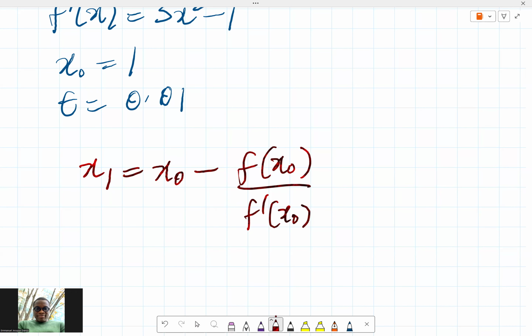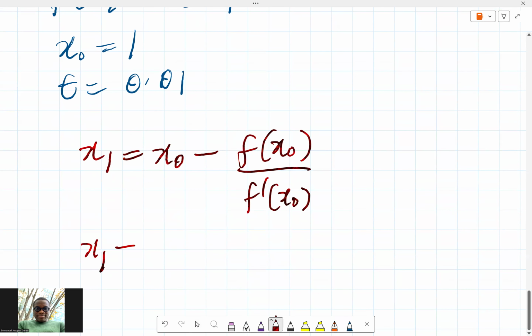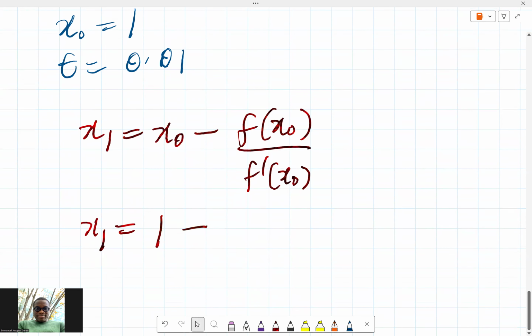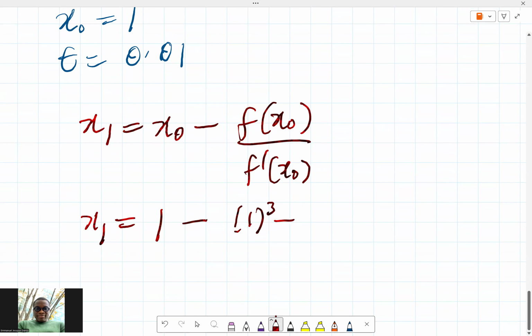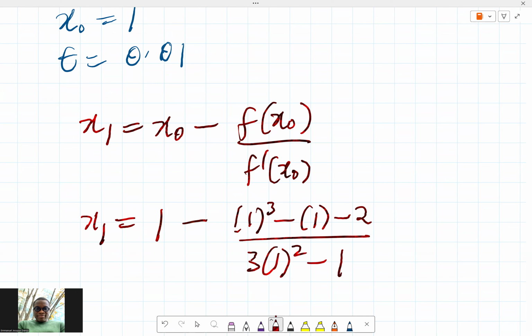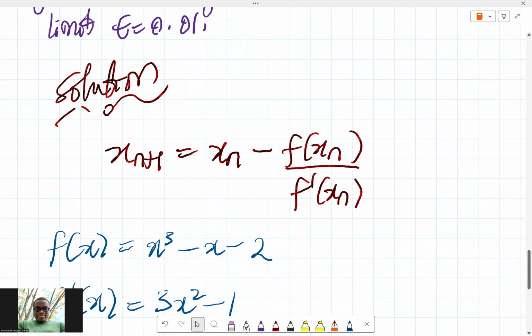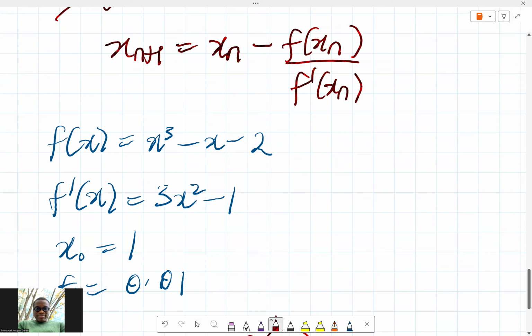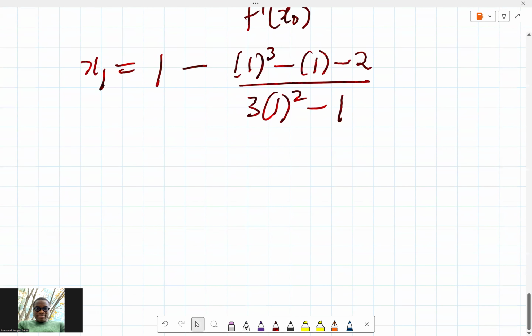Okay, so that tells us that we have x1, with x naught being 1, equals 1 minus f of x naught. That's x cubed minus x minus 2, so 1 cubed minus 1 minus 2, all over 3 times 1 squared minus 1. That's just substituting that x naught into this. So 1 cubed minus 1 minus 2, over 3 times 1 squared minus 1. That's what we have down there.